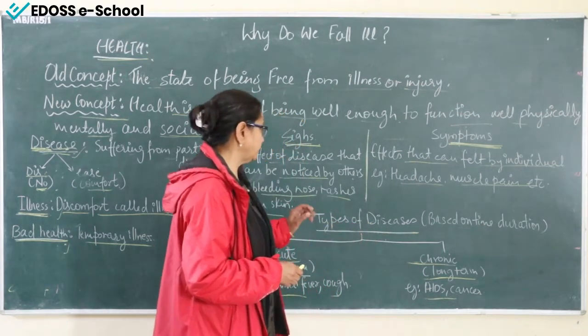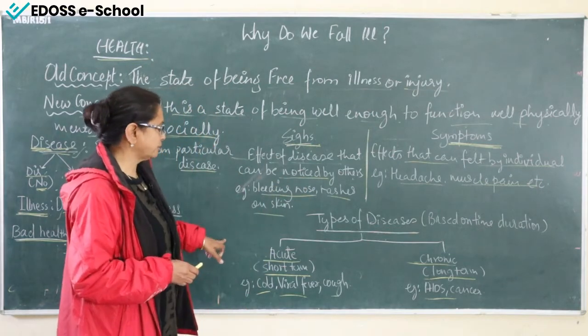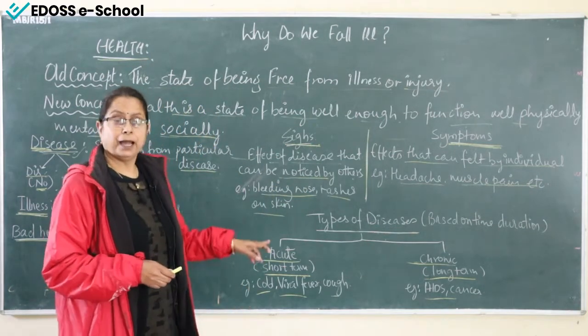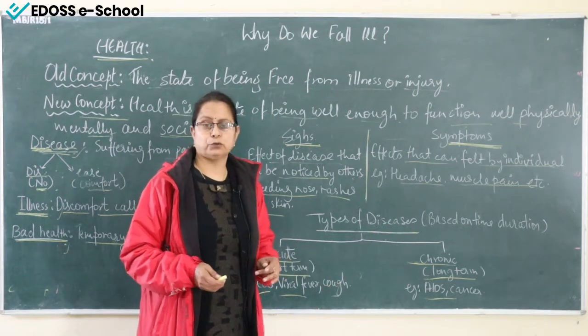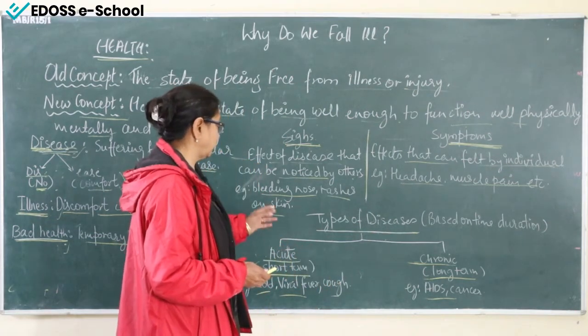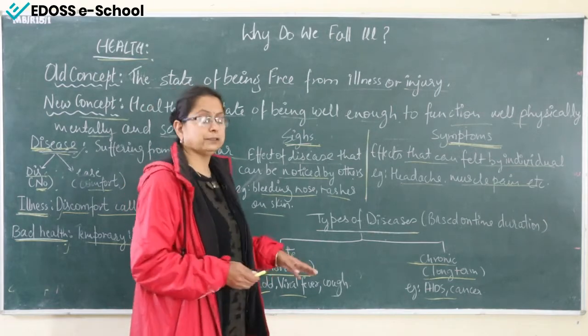So, for the types of diseases on the basis of time, 2 types of diseases are there. Very important, and it has been asked in the form of differentiation or maybe in the form of a question, like, describe the acute and chronic diseases along with examples.